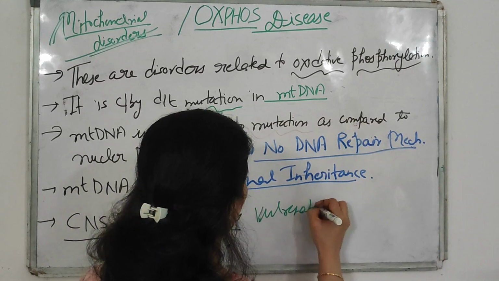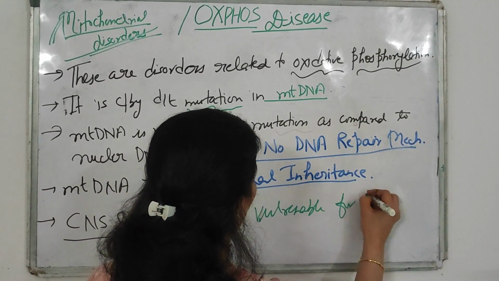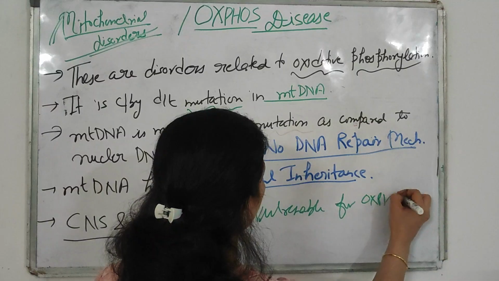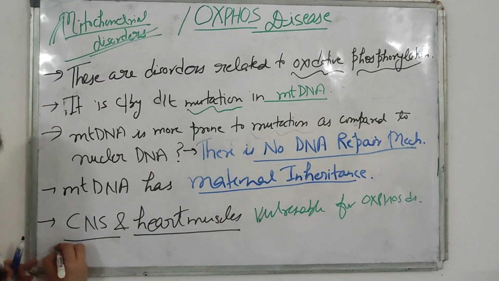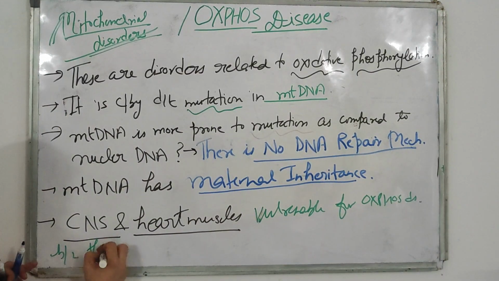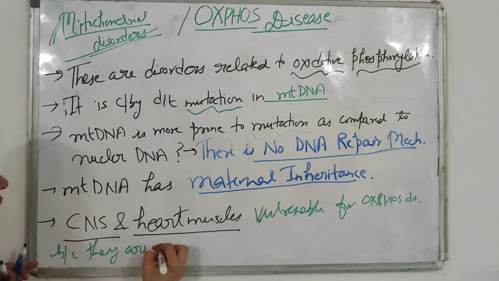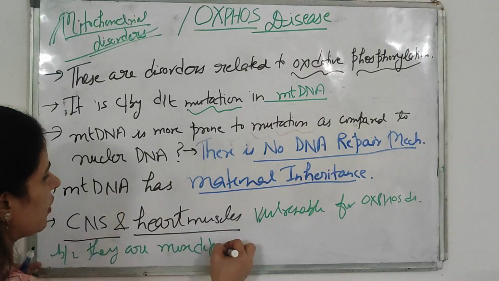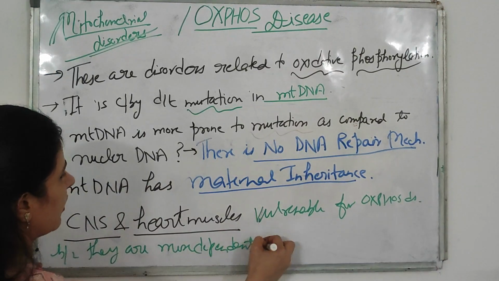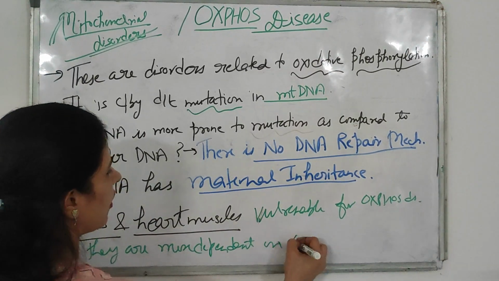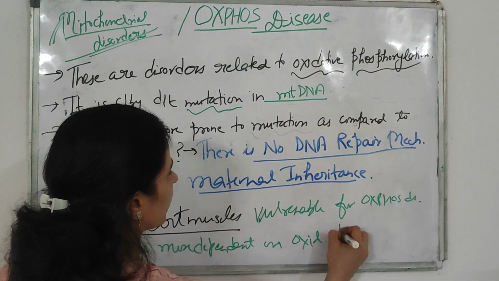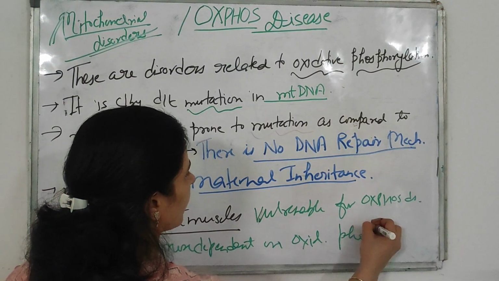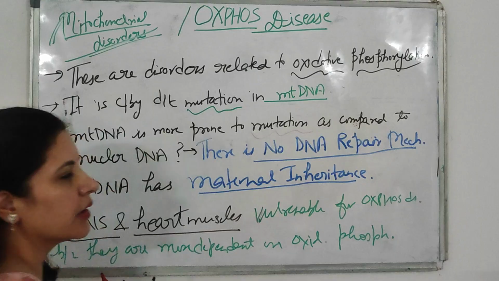Vulnerable for OXPHOS disease. Why? Because these two organs are more dependent on your oxidative phosphorylation. Oxidative phosphorylation. Got it?